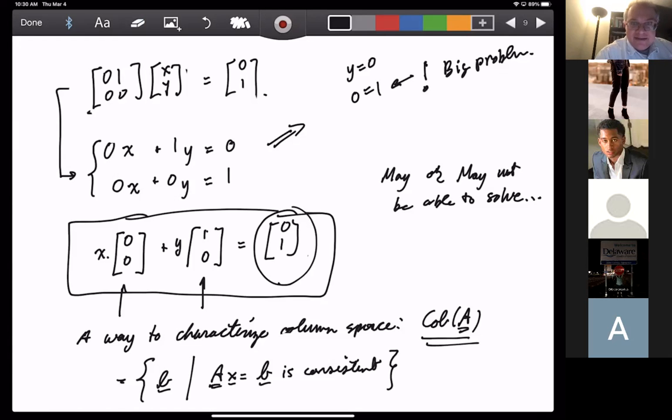And also by definition, if there's a vector or a set of vectors that when you put them on the right-hand side you can't solve the system, then you know that vector is not in the column space.